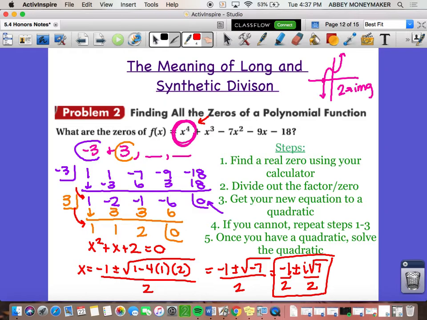So now, when we ask you to find all of the solutions, this is how you're going to go about it. You're going to graph it, see where it crosses the x-axis, synthetically divide those solutions out. The goal is always to get it down to a quadratic and then solve by using the quadratic formula.